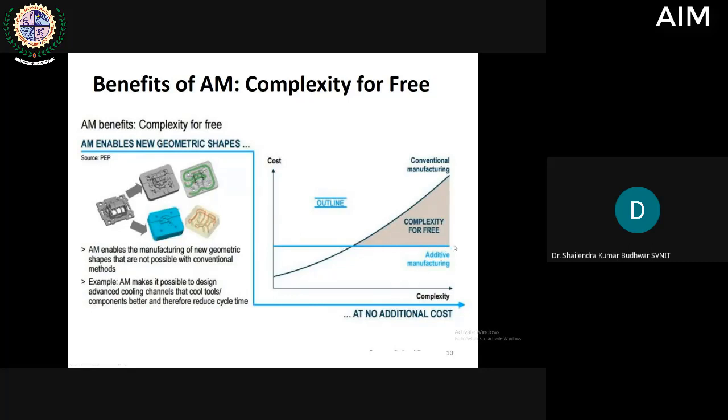Because the cost involved is only the cost of raw material and the cost of setting up and purchasing the machine. And if you are able to make the 3D model of any type of part, whether it is simple or complex, you will get the same cost. That depends on how much raw material is used, that is raw material cost. So here in additive manufacturing, complexity you will get freely.